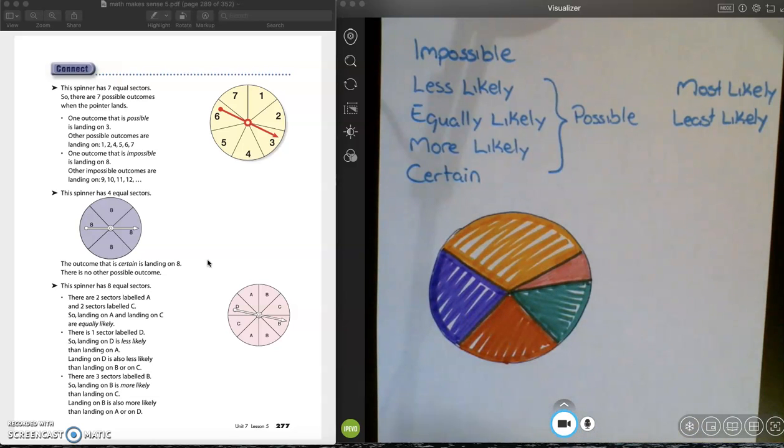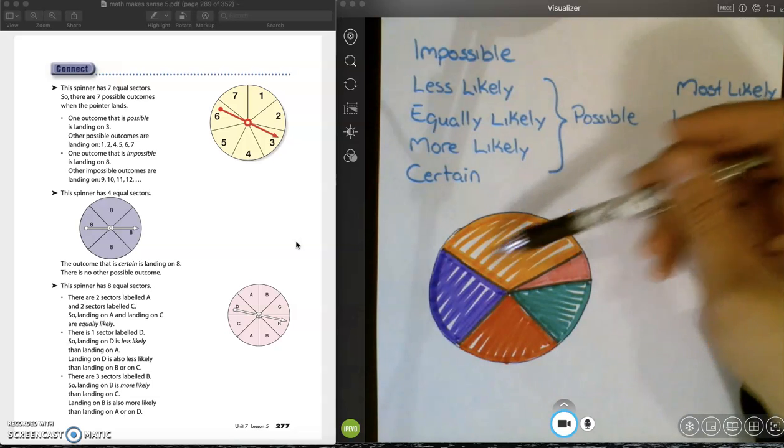Okay, it is impossible for me to get a yellow. It is impossible to get a black. It is impossible to get a brown. It is impossible to get a blue. I don't have a blue on there. Okay, so those are my possible outcomes.